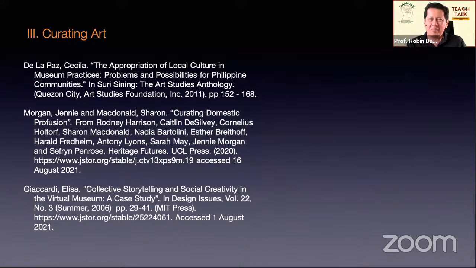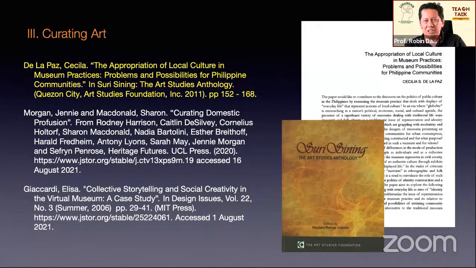So I have three readings here, and I used to have only two, but now I have three for this school year. The first one is the appropriation of local culture in museum practices, which came from an anthology of essays that our department put together and published. This is the story of the curation of a community museum. Usually our idea is that when you have a museum, you have this almighty curator who selects everything. But in this case, and this is a growing trend since the 1990s, if you're going to curate something, the community has to participate in the creation of this museum.